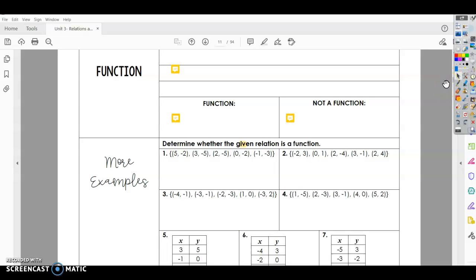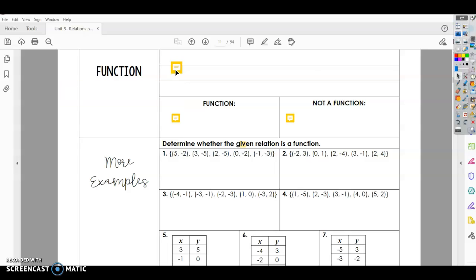Alright guys, we're going to talk about functions today. We've already talked about relations, and let's talk about how relations and functions kind of go together. So a relation is any set of ordered pairs, but a function is a special kind of relation. So all functions are relations, but not all relations are functions.